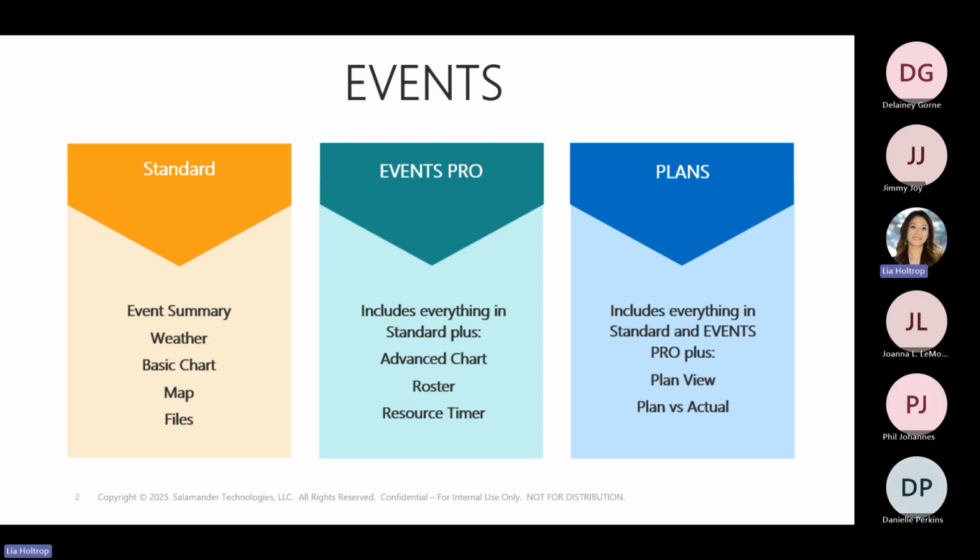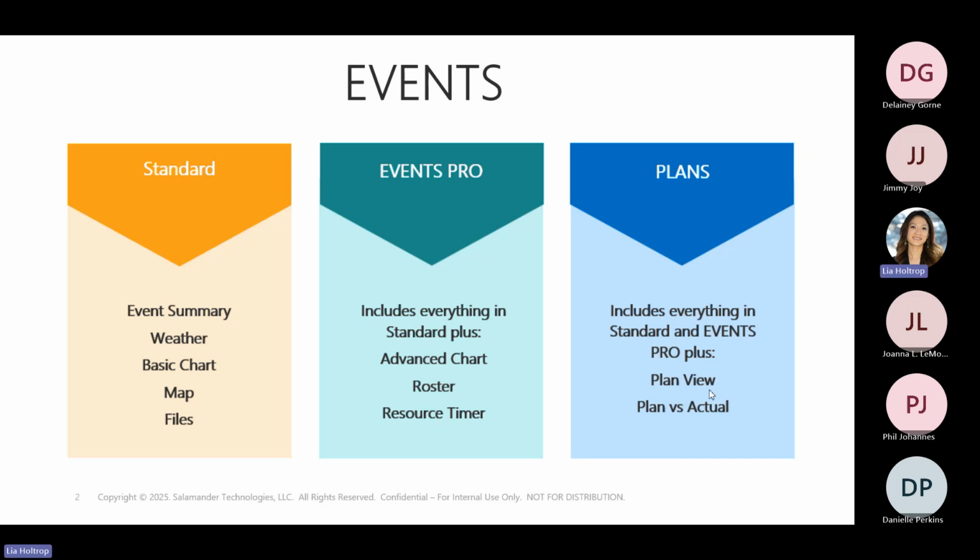So let's first talk about access. Access to the events page in Salamander Live is included in all Salamander Live level packages. All subscribers will have access to the standard event features, which includes an event summary, weather information, a basic chart layout, a map with event and joined track app and tag app pin locations, and the ability to upload files. If your organization or account has upgraded to Events Pro, this unlocks additional features to manage your event. This includes an events chart functionality, the roster tab, and resource timer.